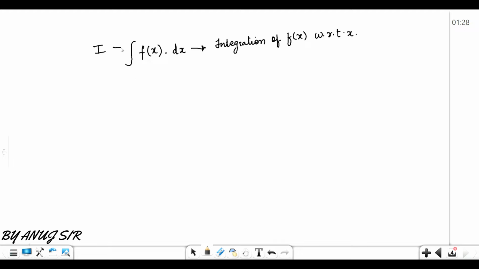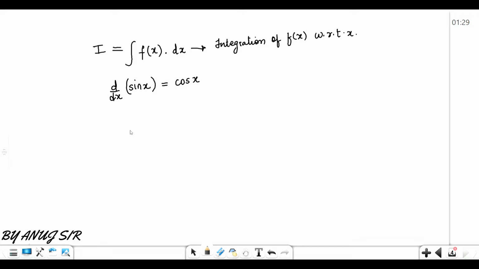Now let's see examples. Suppose you already know about the derivative, you know how to calculate the derivative. Suppose we take the derivative of sin x, just to understand more about the integration. The derivative of sin x you already know, which is cos x.